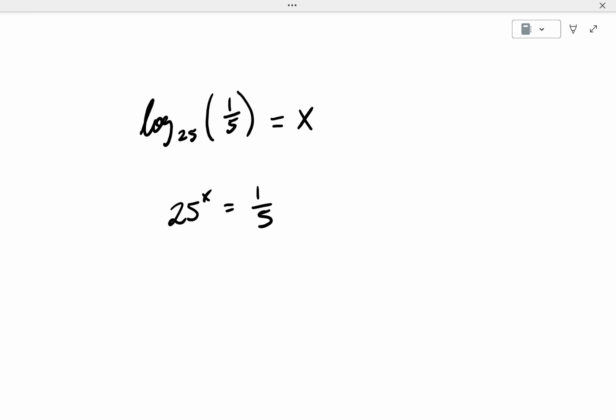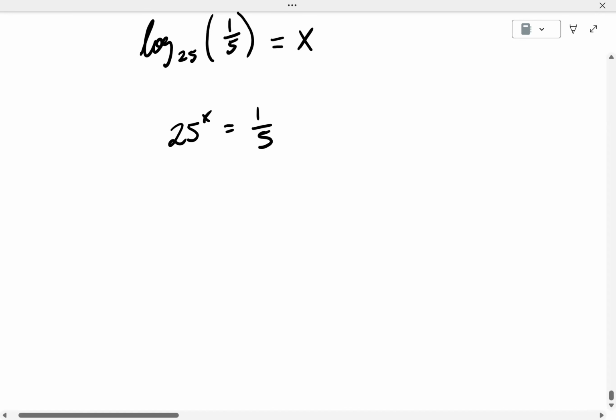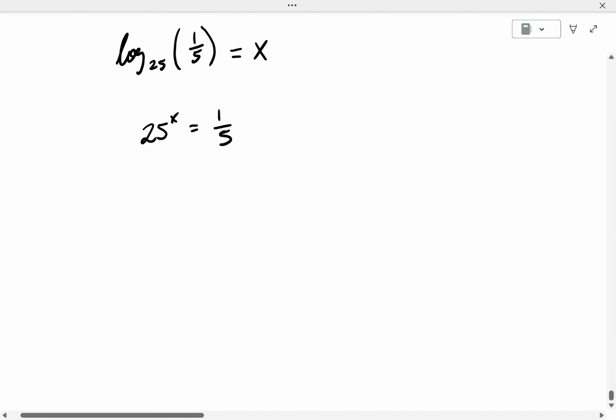Now, there's a couple different ways to do this. I'm just going to show you the way that I would solve this by doing what's called taking the log of both sides. So if we take the log of both sides, that's kind of like in terms of algebra, we can divide by the same amount on both sides. We can multiply by the same amount on both sides. We can add by the same amount on both sides, subtract by the same amount. So that keeps the equation true if we do the same operation on both sides.